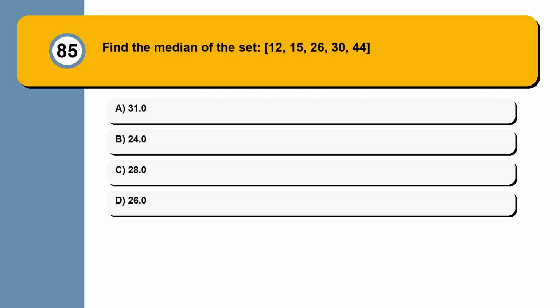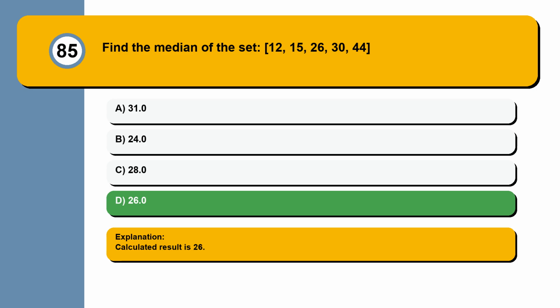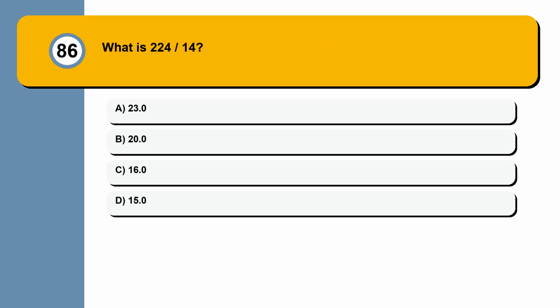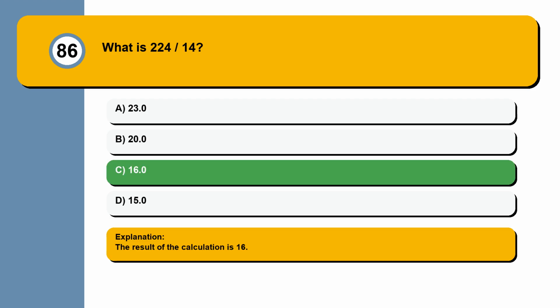Question 85. Find the median of the set 12, 15, 26, 30, 44, 31.0, 24.0, 28.0, 26.0. Calculated result is 26. Question 86. What is 224/14? 23.0, 20.0, 16.0, 15.0. The result of the calculation is 16.